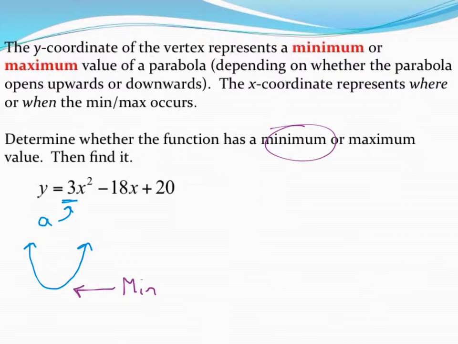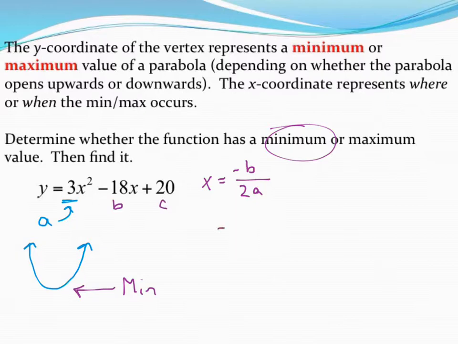So to find your minimum value by hand, start with that formula x equals the opposite of b over 2a. This will work if your parabola is in standard form. If it's in a different form, we can find the vertex a different way. So we found out what a was, b is your coefficient of x, and then c is your constant.